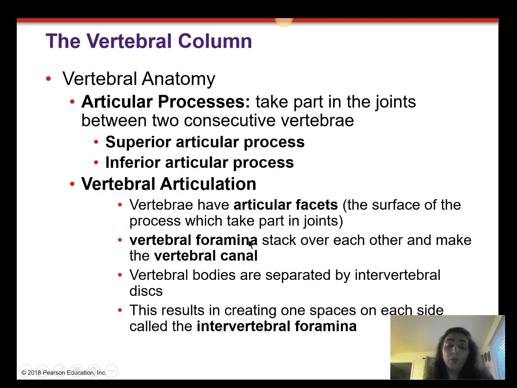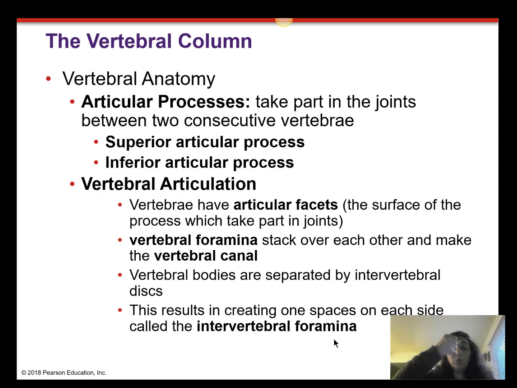And we talked about the vertebral foramina, that when they stack over each other, make the vertebral canal. And vertebral bodies are separated by intervertebral discs. We talked about that, and this results in creating bony spaces on each side called the intervertebral foramina. So make sure you differentiate vertebral foramina from intervertebral foramina. Each vertebra has one vertebral foramen between the body and the arch, that all together, when they stack, make the vertebral canal.